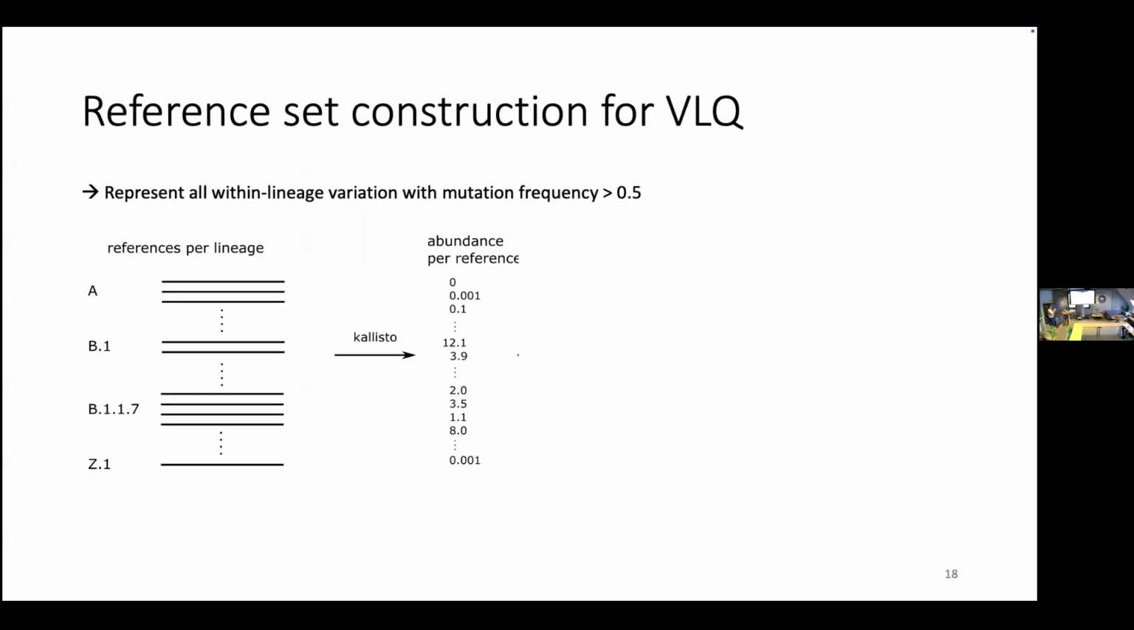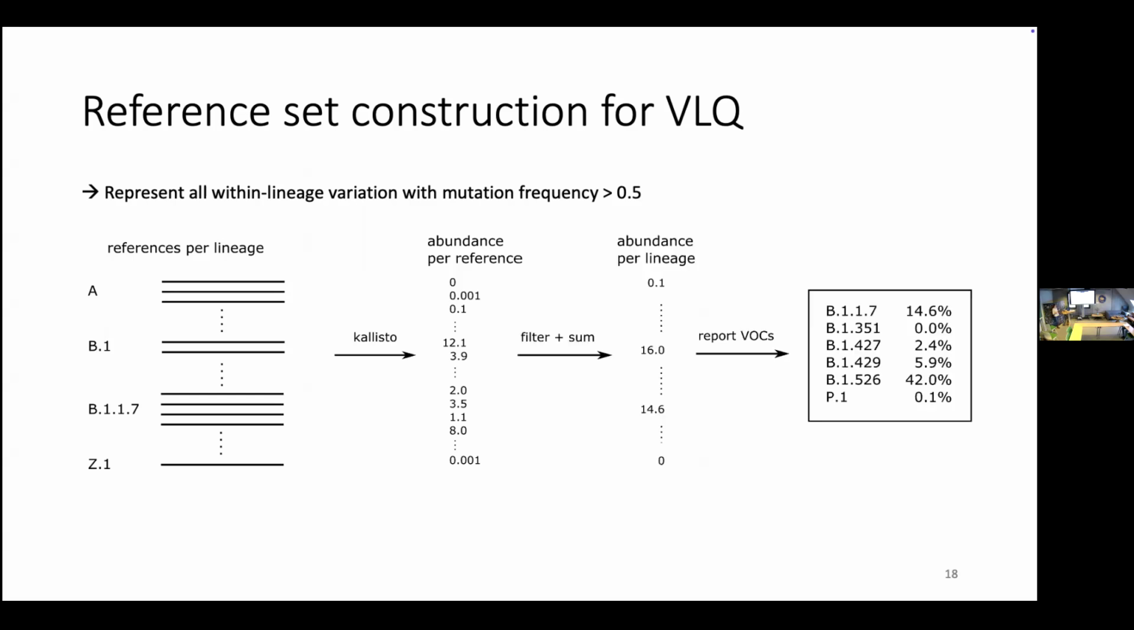So then for each lineage, we select some sequences that we predict the abundance for, and then we can sum those together into the classes that we're interested in. So suppose you want to report abundance for B117, then we sum all the sequences that we have for B117 and sum this into a final predicted abundance.